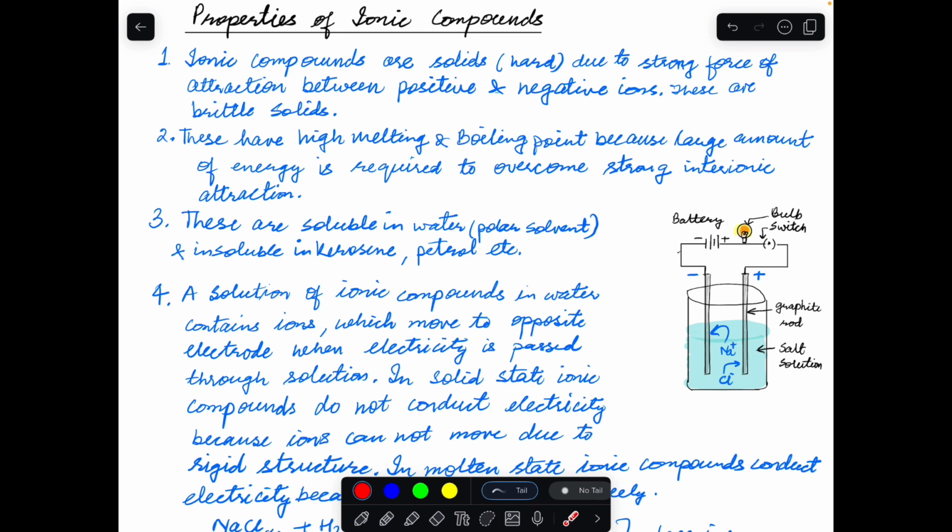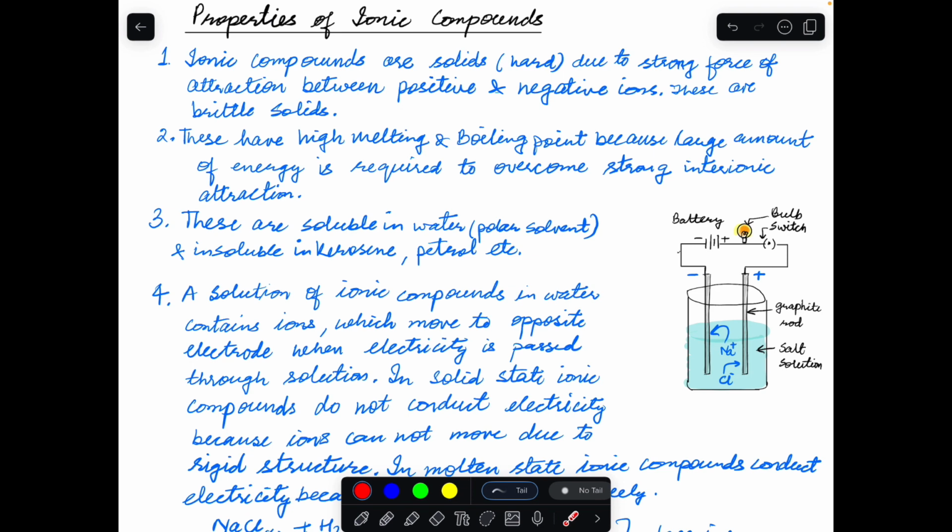Because of the same reason, that is strong force of attraction between cation and anion, these have high melting and boiling points, and therefore it is very tough to overcome the strong interionic attraction. So a large amount of energy is required, therefore they have high melting and boiling points.